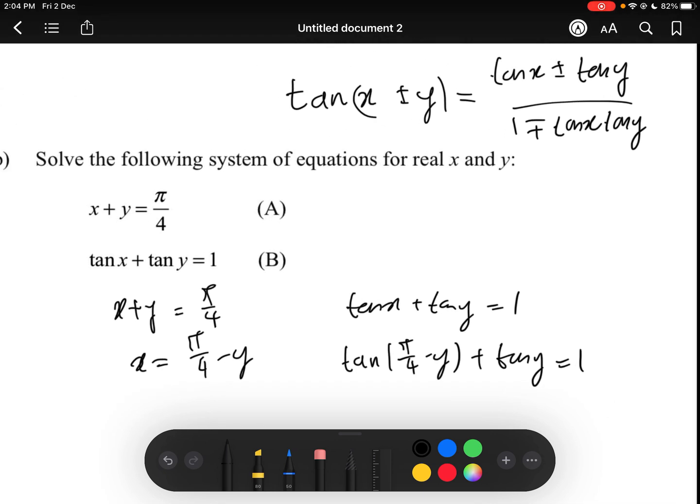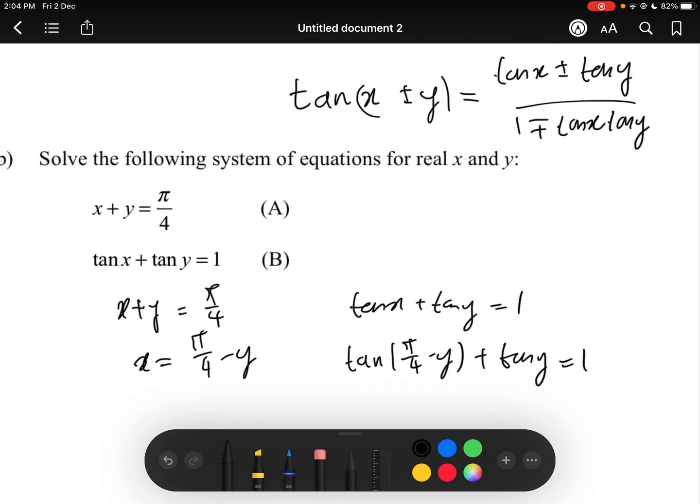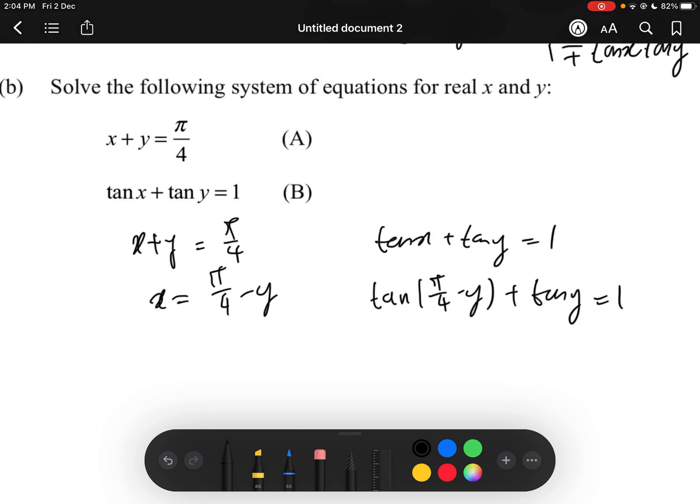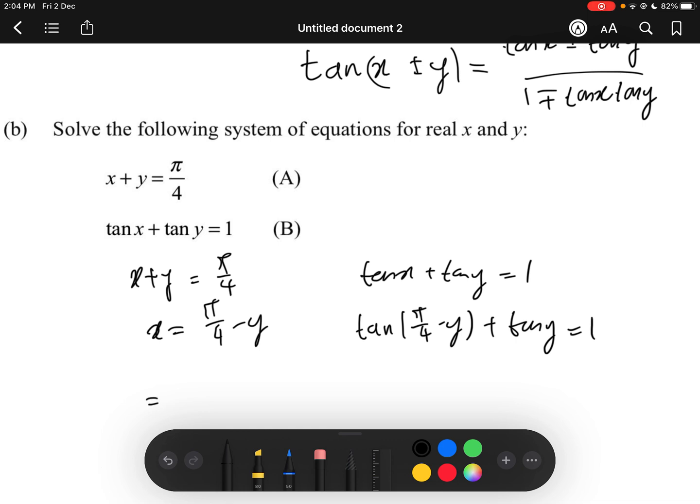So in this case, we're looking at the formula that tan of x plus or minus y equals tan x plus or minus tan y, over 1 minus or plus tan x times tan y. We're going to use this formula to simplify our equation. So tan of pi on 4 minus y, we have pi on 4 minus y, so we're going to be putting a minus here. So minus tan y, all over 1 plus tan pi on 4 times tan y, plus tan y equals 1.